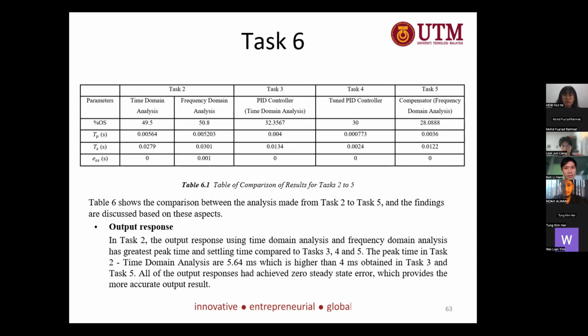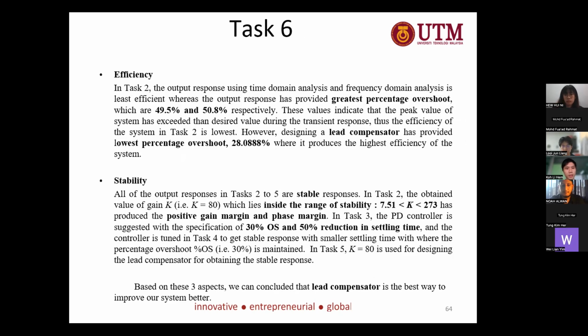However, due to the task 4 higher filter order of the design, the implementation cost is higher, so the task 4 design is not the best design. So task 5 is the best design, where the settling time and peak time are the lowest, which are 3.6 millisecond and 12.2 millisecond. For the efficiency response, as in the next slide, it depends on the percentage overshoot factor.